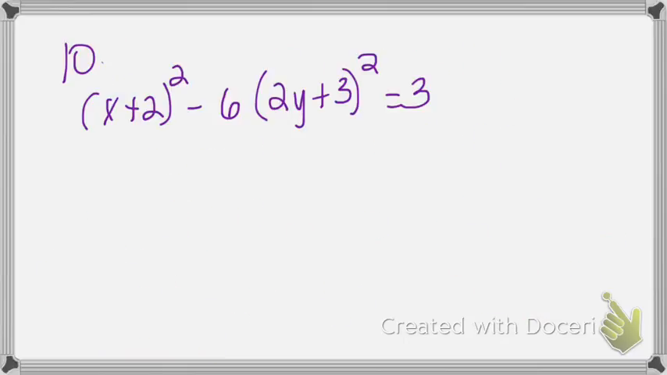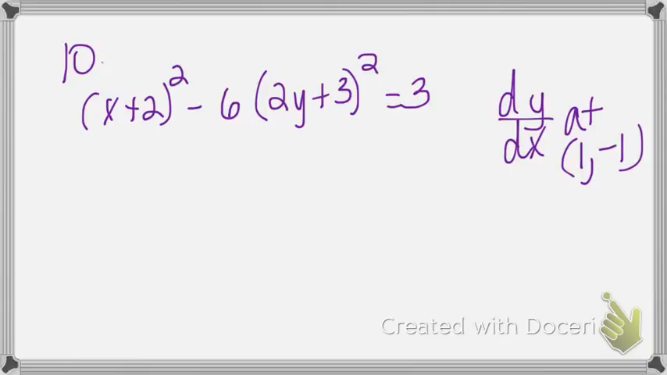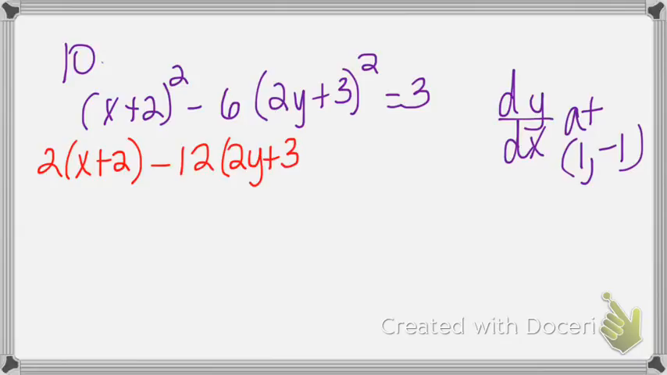Now a problem might ask you to find dy dx at a point. And if a problem asks you to do that, you're just going to find the derivative the way that we just have been doing it, and then we're going to plug in the x and the y, the 1 and the negative 1. So we're going to have 2 times x plus 2 to the first times derivative of the inside. Okay, and then we're going to have minus 12 times 2y plus 3 to the first times the derivative of the inside. The derivative of 2y would be 2y prime, and then equals 0.